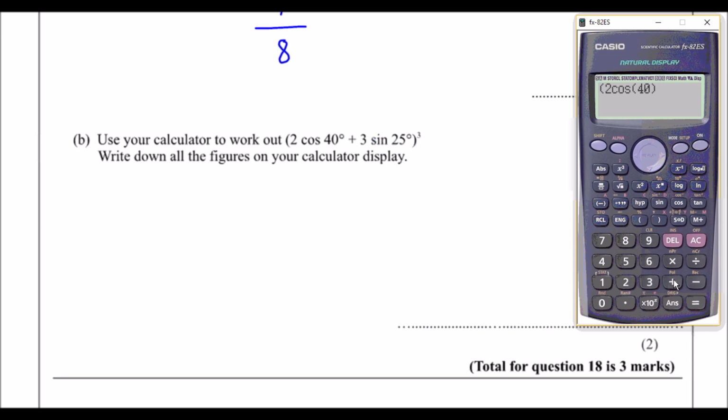Plus 3 sine 25. And again, the angle goes in a bracket, and we'll close that bracket. Then we'll close the overall bracket. And we're going to write cubed. So we've got 21.950,67518.